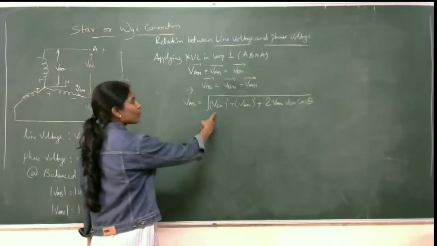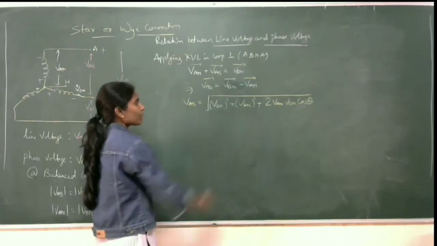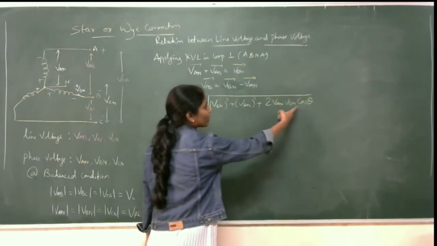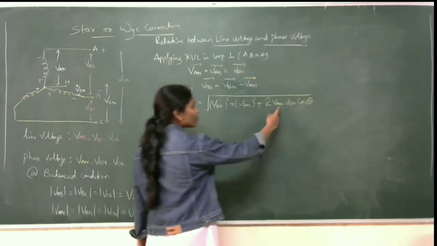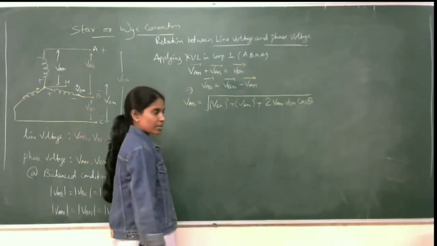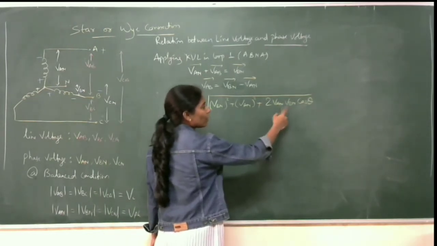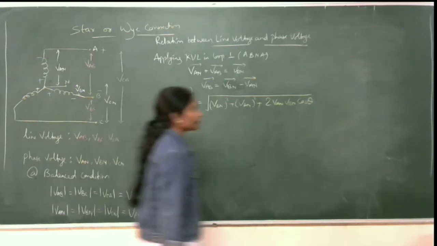So this is the formula for this. We have seen this formula in school time. That is VBN squared plus VAN squared plus 2 VAN VBN cos theta. Now what is this theta? Theta is the angle difference between the VAN and VBN phasors. For getting the value of theta, we should now know the phasors of VAN and VBN. So let's see that first.